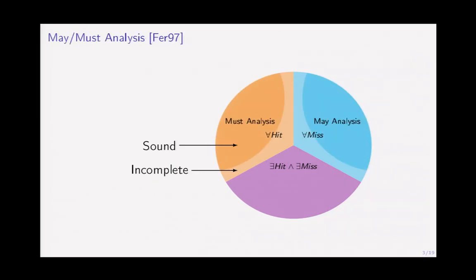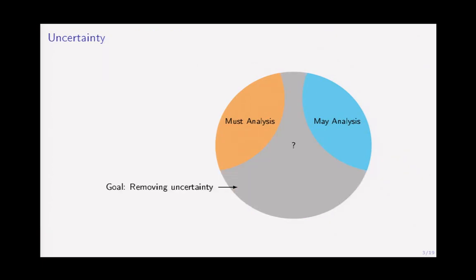So there already exist some analyses that are able to soundly classify some block accesses as always hit or always miss, and that are called must analysis and may analysis. And they are sound but incomplete, meaning that there exist some blocks that are always hit or always miss that are left unclassified by this analysis. And so you end up in this situation where you cannot tell anything about blocks that are left unclassified.